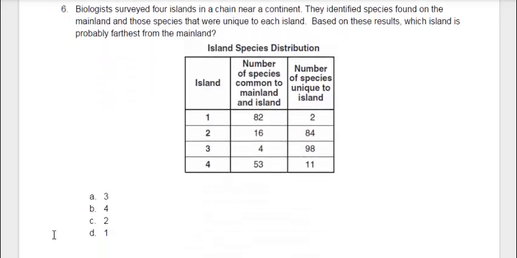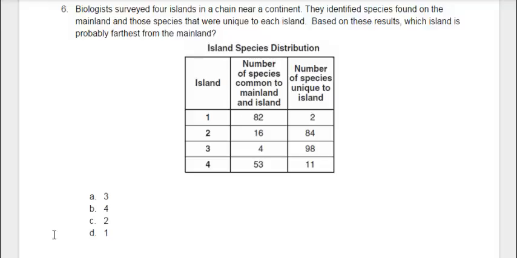Number 6. Biologists survey 4 islands in a chain near a continent. They identified species found on the mainland and those of a species that were unique to each island. Based on these results, which island is probably the furthest from the mainland? So we have island species distribution. The islands, number of species in common with the mainland, number of species unique to the island.